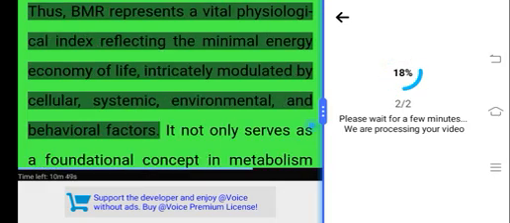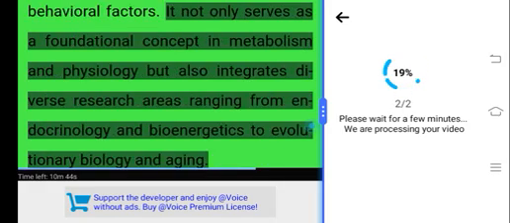may favor longevity. Thus, BMR represents a biophysiological index reflecting the minimal energy economy of life, intricately modulated by cellular, systemic, environmental, and behavioral factors. It not only serves as a foundational concept in metabolism and physiology but also integrates diverse research areas ranging from endocrinology and bioenergetics to evolutionary biology and aging.